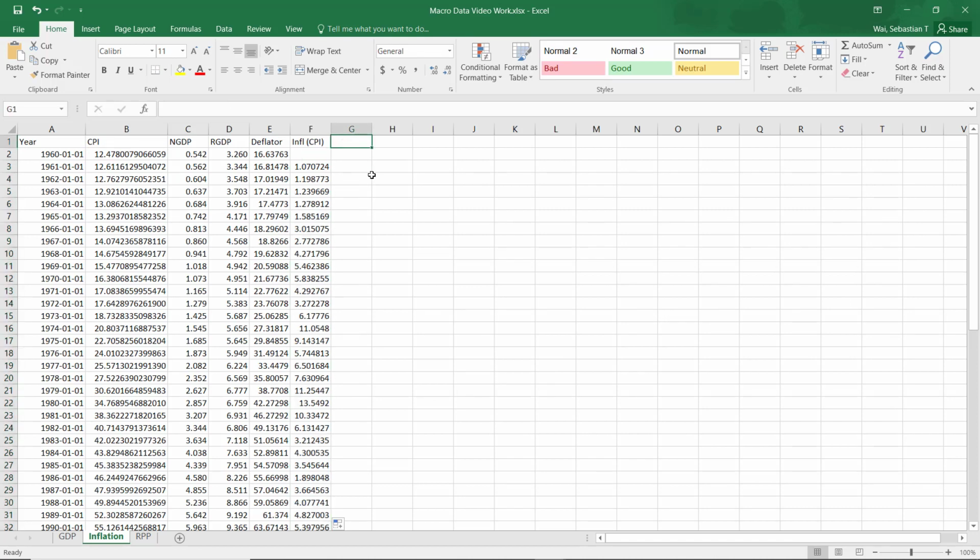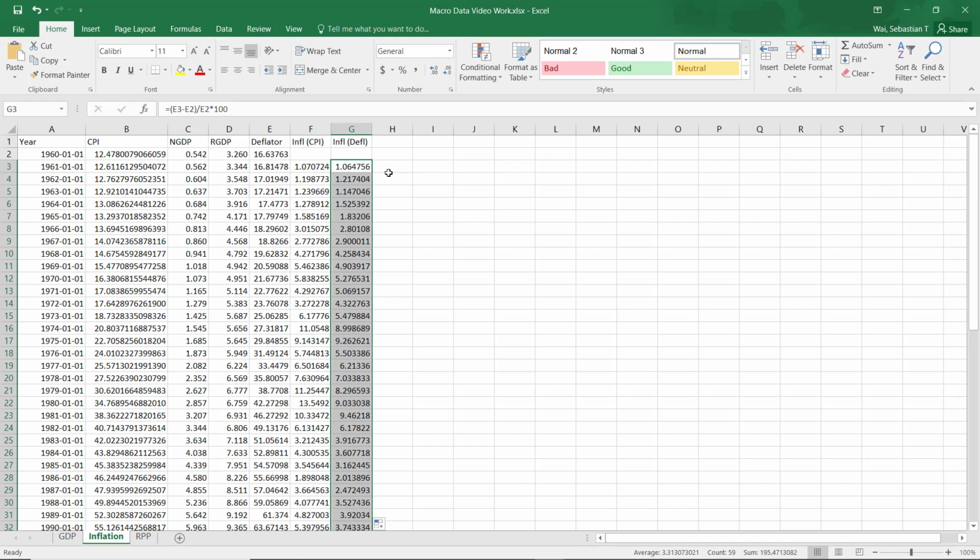And I'm going to go ahead and do the same thing and calculate the inflation rate using the deflator. The formula is exactly the same. We take our deflator in the current year minus the deflator in the previous year, divide by the deflator in the previous year, and multiply by 100. Copying that down, we can see that the inflation rate as calculated using the CPI and the inflation rate calculated using the GDP deflator are similar, but not the same.